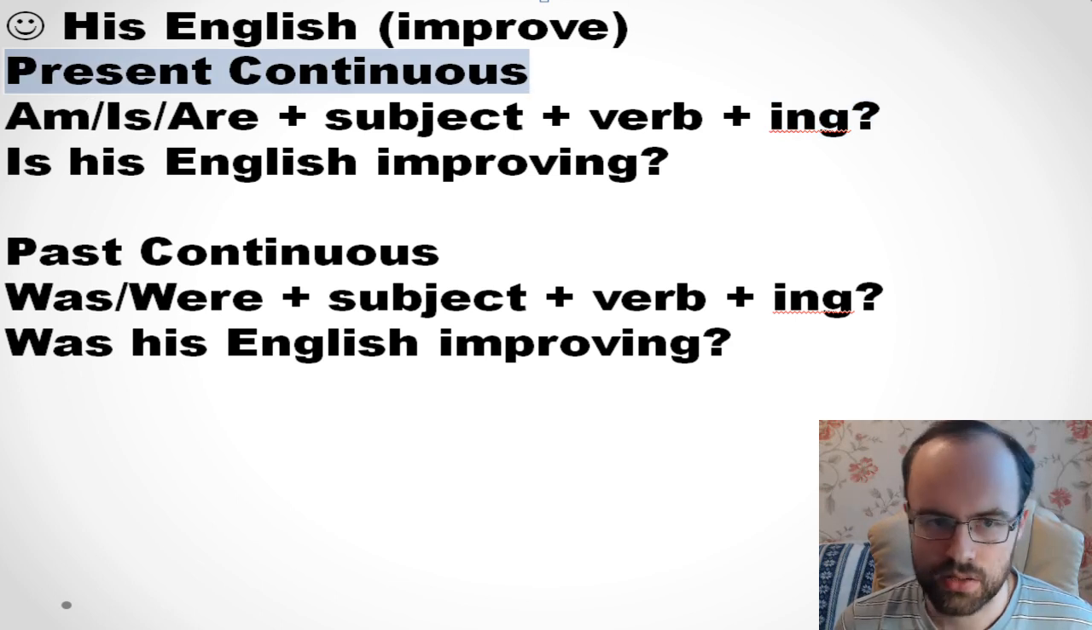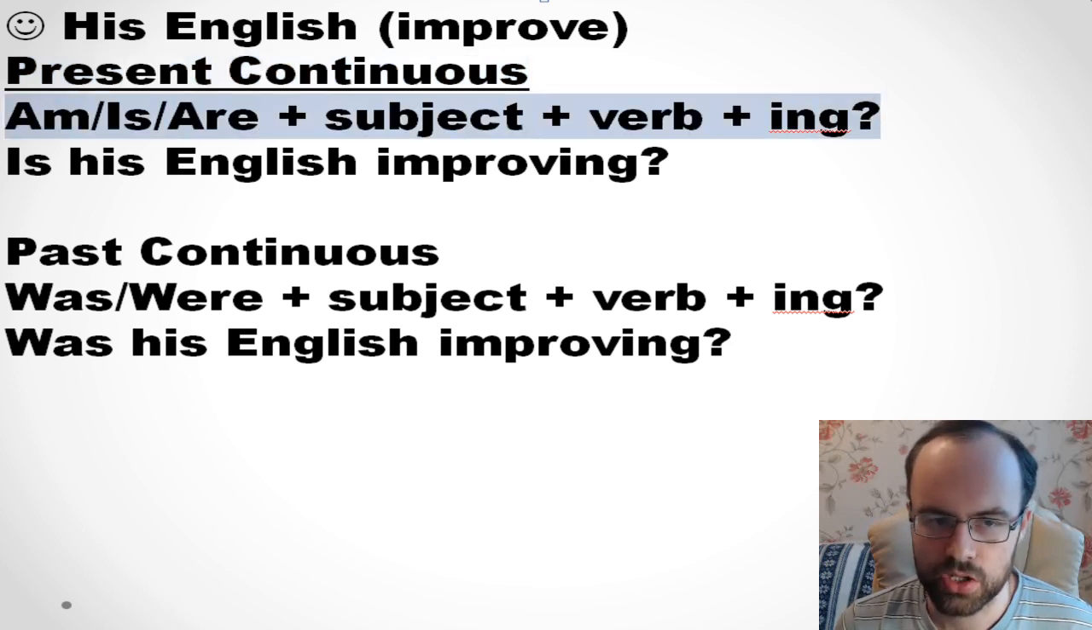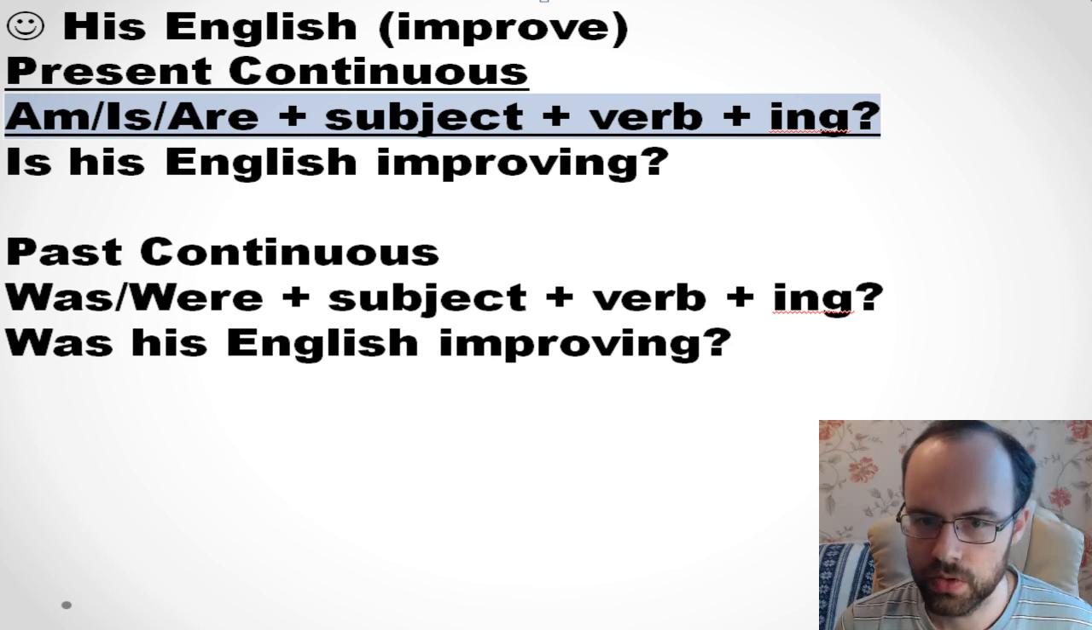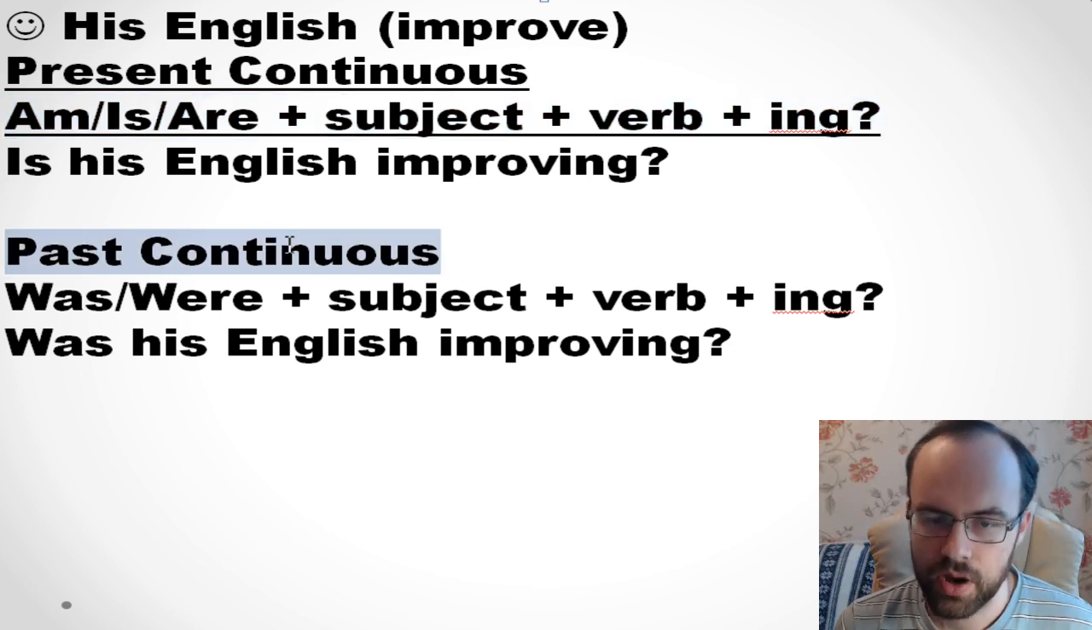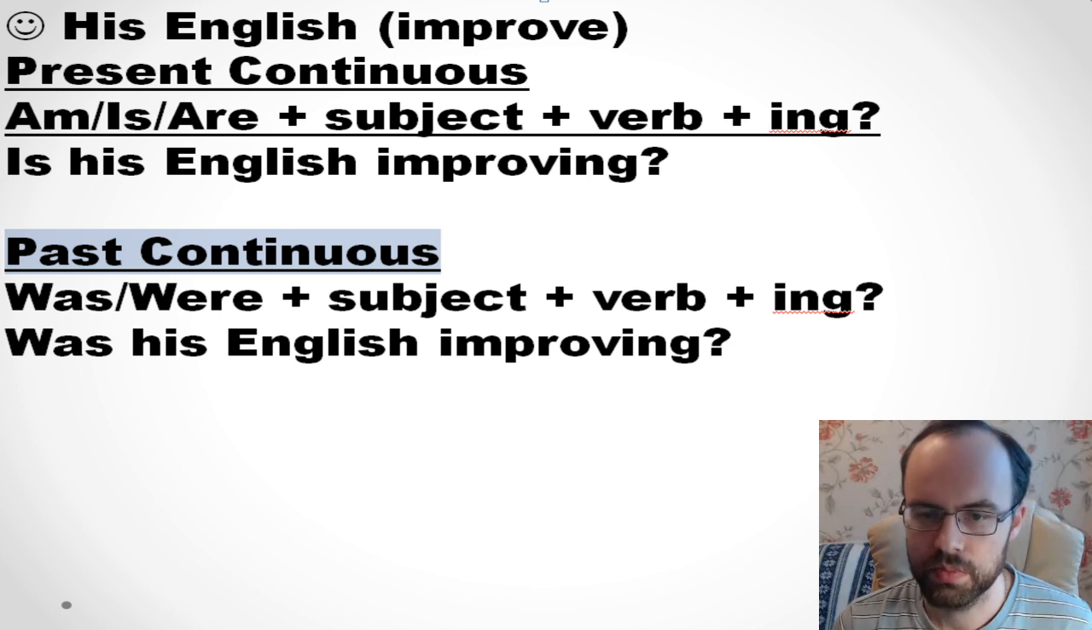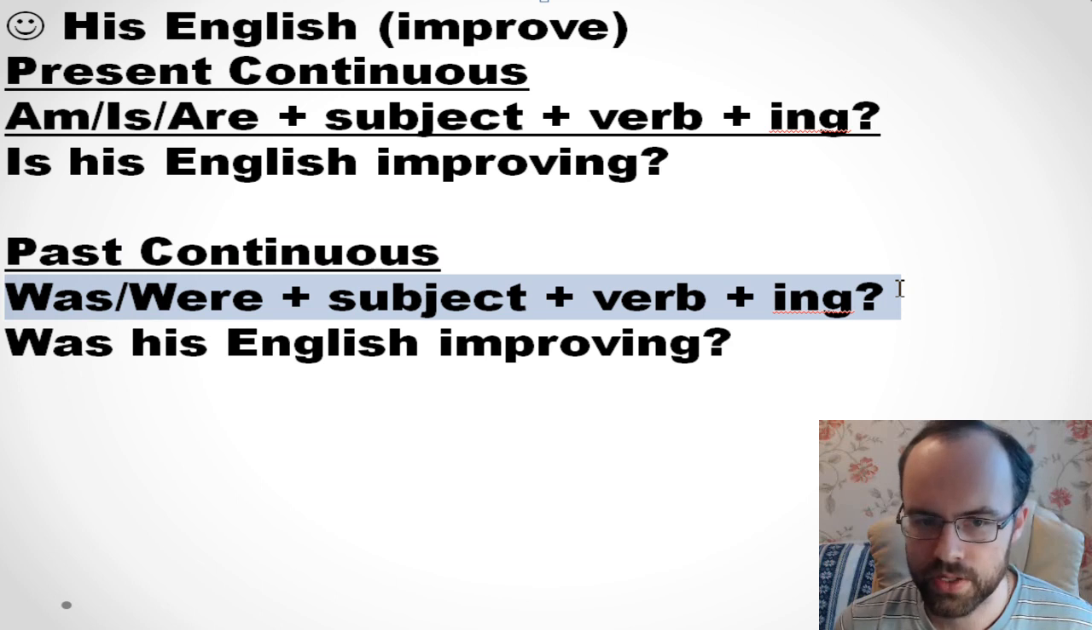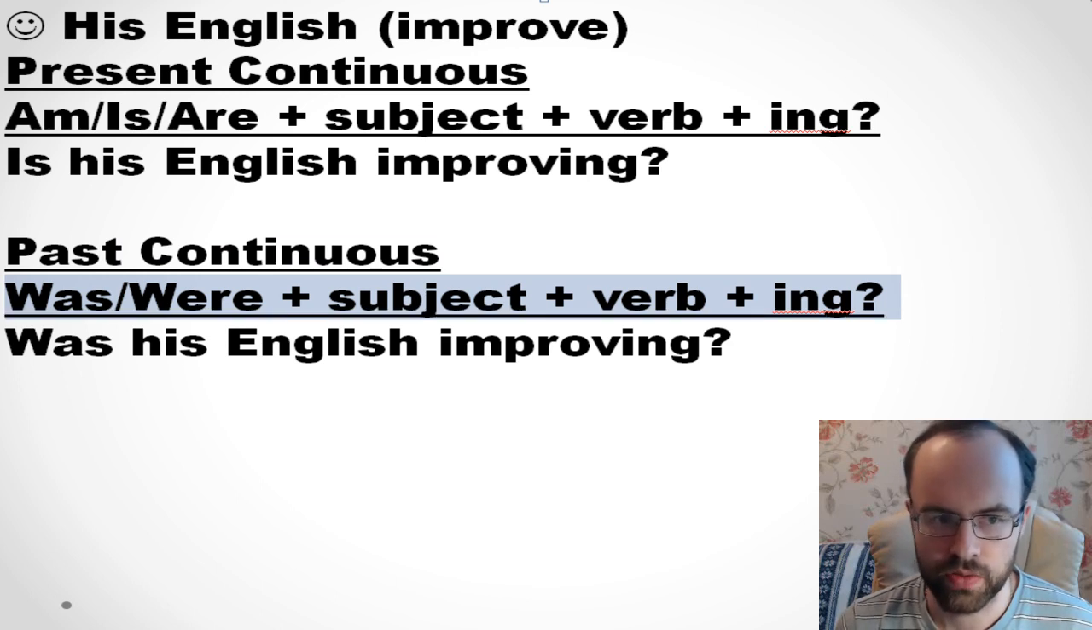So present continuous: am, is, are plus subject plus verb plus ing. Is his English improving? And past continuous: was, were plus subject plus verb plus ing. So was his English improving?